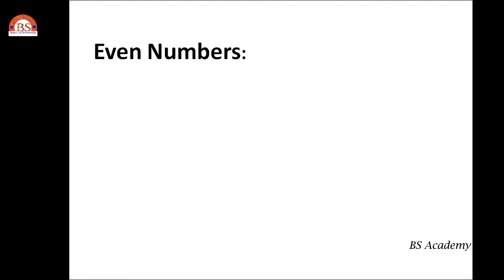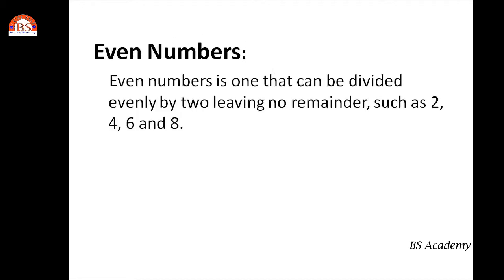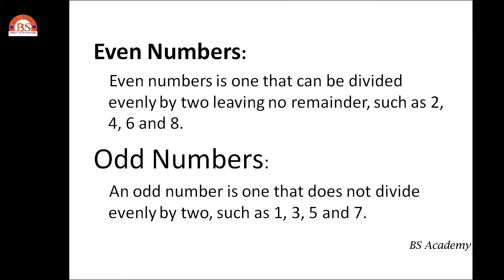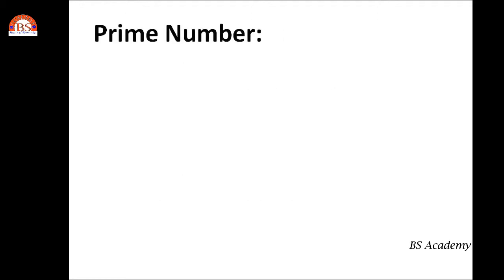And the next comes even numbers. An even number is one that can be divided evenly by two leaving no remainder, such as 2, 4, 6 and 8. And the next comes odd numbers. An odd number is one that does not divide evenly by 2, such as 1, 3, 5, 7 and so on.